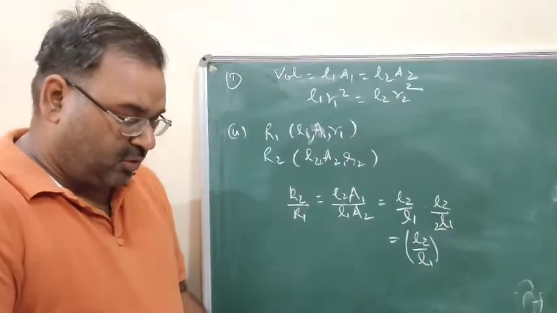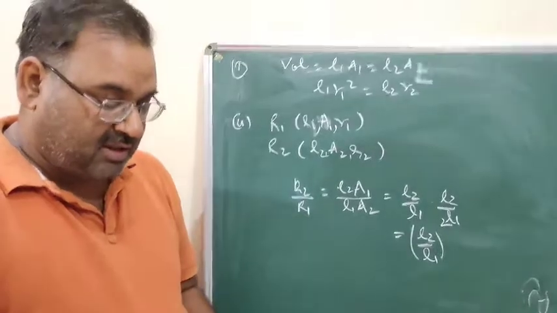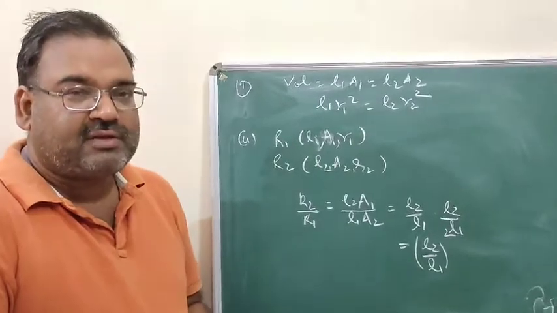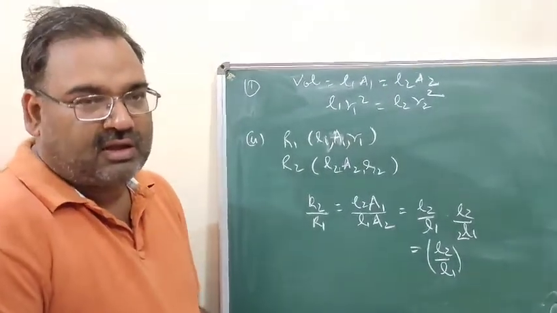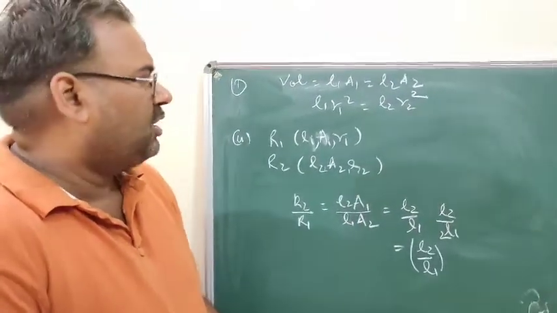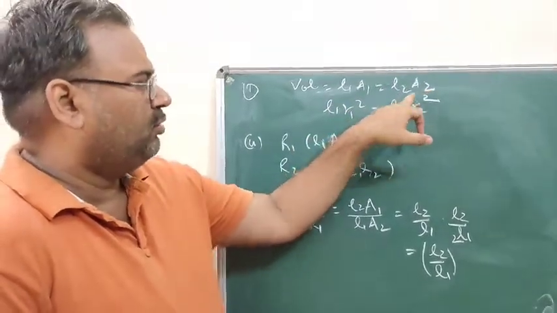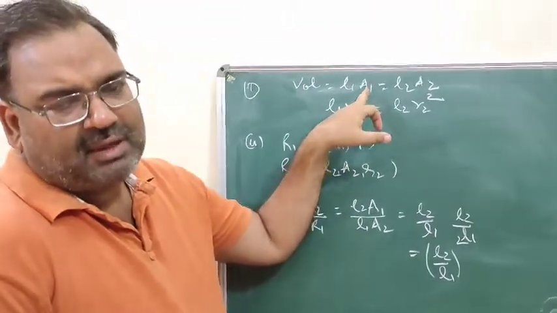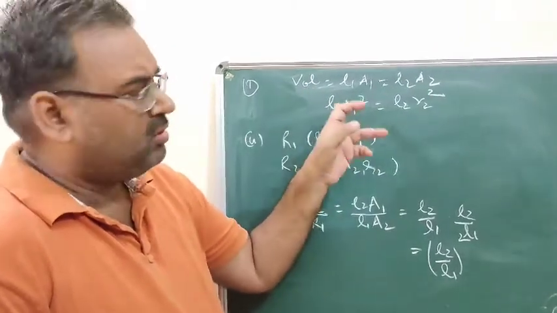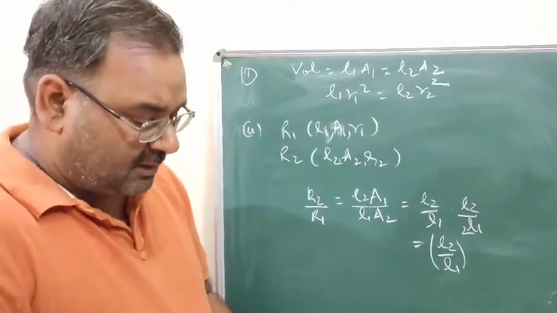If the conductor is remolded to change its length and cross sectional area, then its mass, that is the volume, is assumed to be constant. That is, the shape is changed. Whether the wire is stretched or wound over itself, in that case the volume will remain constant. Now we have the formula for the volume: volume is equal to length into area of cross section. So L1 A1 equal to L2 A2. Now area of cross section is given by pi r square. So L1 pi r1 square equals L2 pi r2 square, pi cancels out. So we have the relation L1 r1 square equal to L2 r2 square. Now we have a first case.